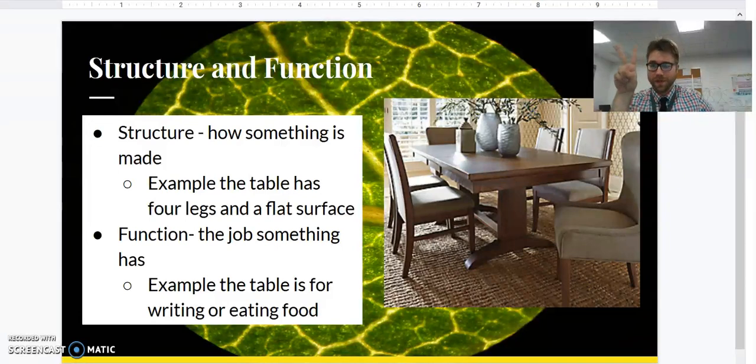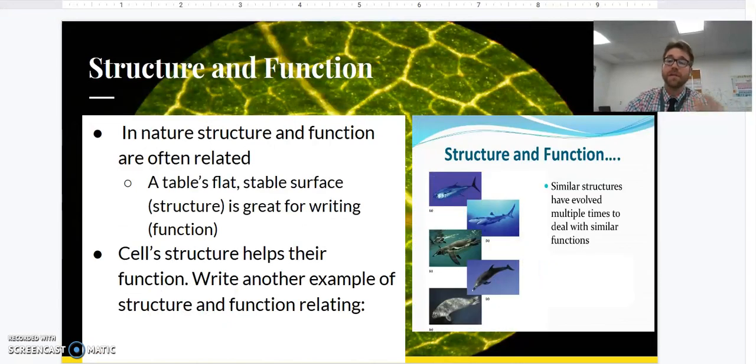So, two important words we need to know from the get-go: structure and function. Structure is how something is made. Function is the job that it has. Remember, in nature, so often the way something is built, its structure, has to do with its function, what job it has. Structure and function are related. The way something is built is going to help it do its job, and we see that in nature all the time. Alright, now that we have both of those words in mind, let's jump right into talking about cells.